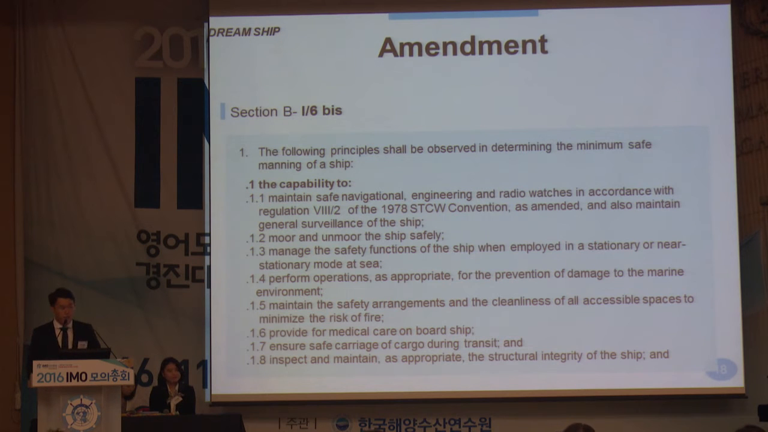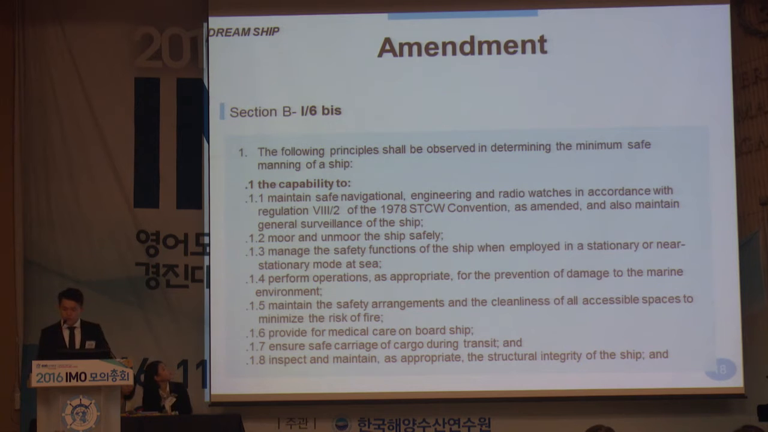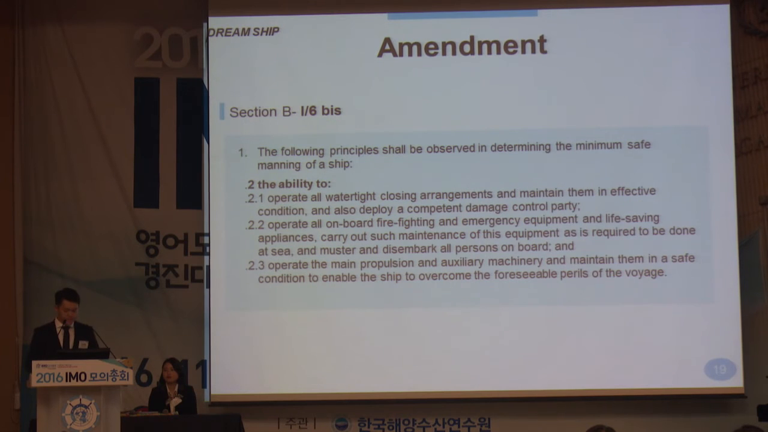In Code B, you can see the minimum requirements that all members should take into account in determining manning level. We refer to the requirements that have been discussed in the IMO resolution. The capabilities are as follows. Like this, the minimum safe manning level must meet the capabilities to perform almost all of what is happening on the vessel. And next, the abilities are as follows. The ability of ship operation and emergency situation management must be met.